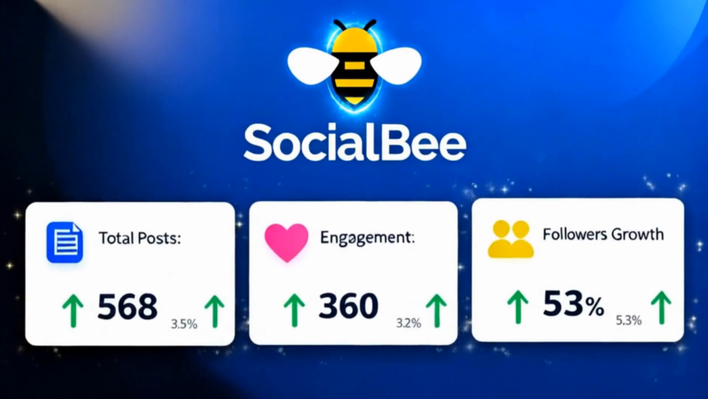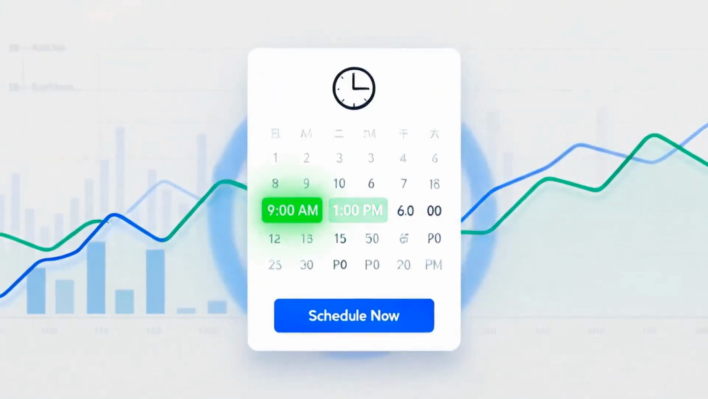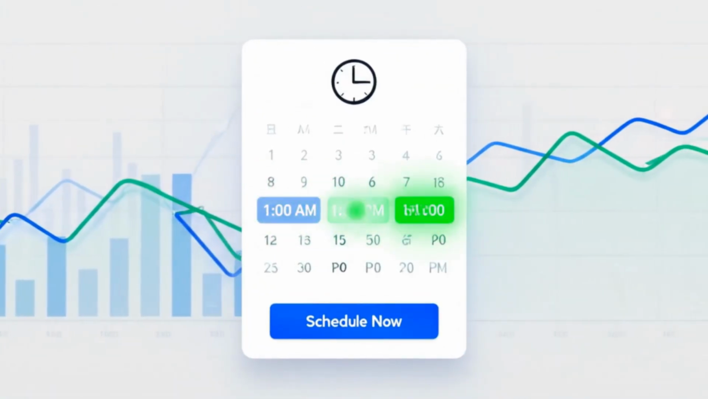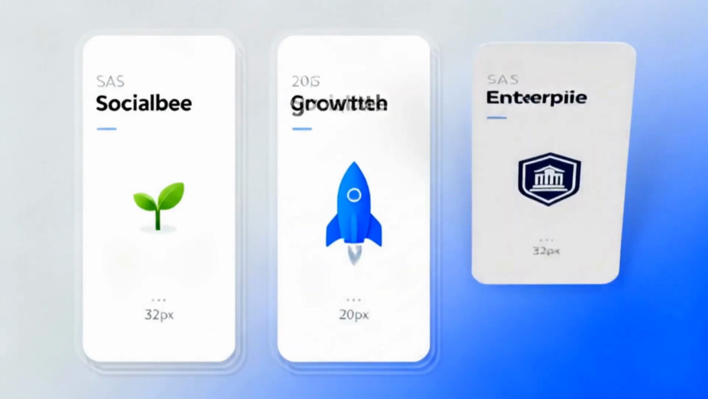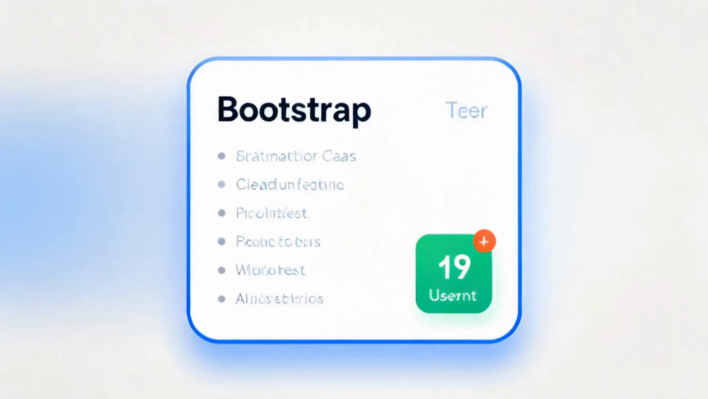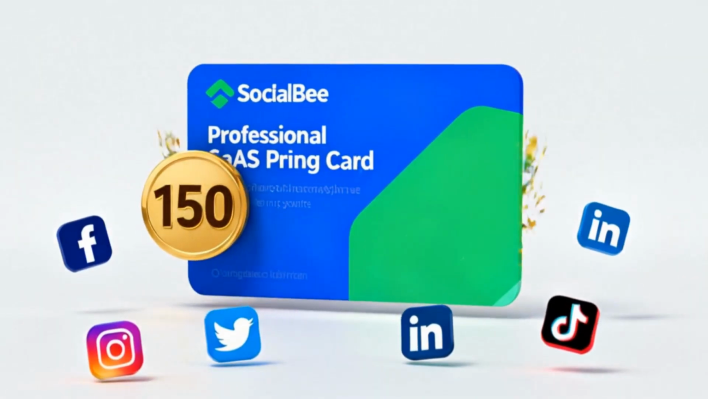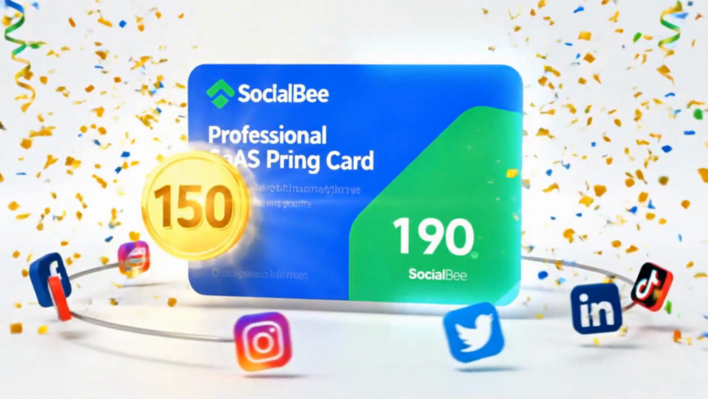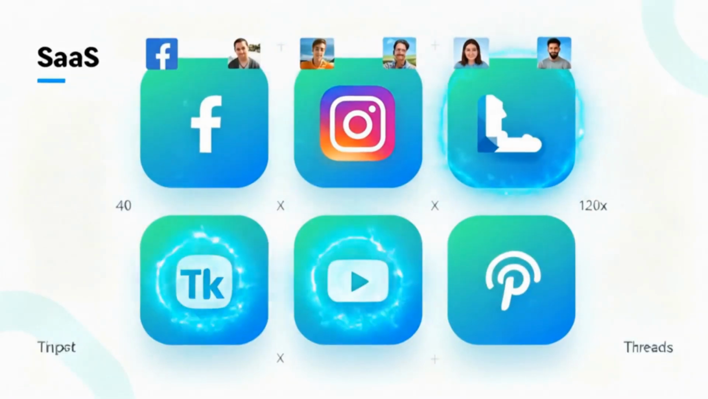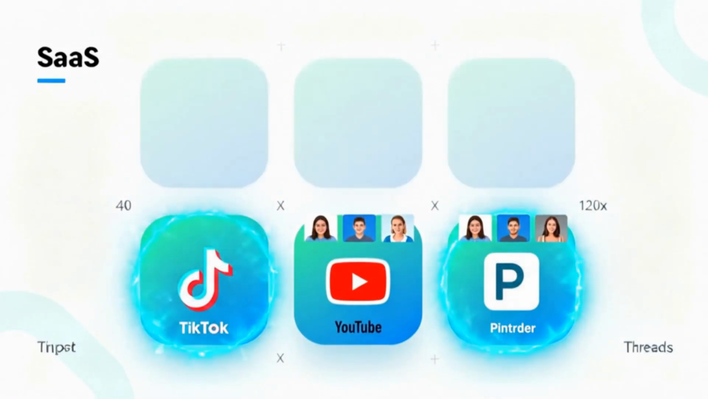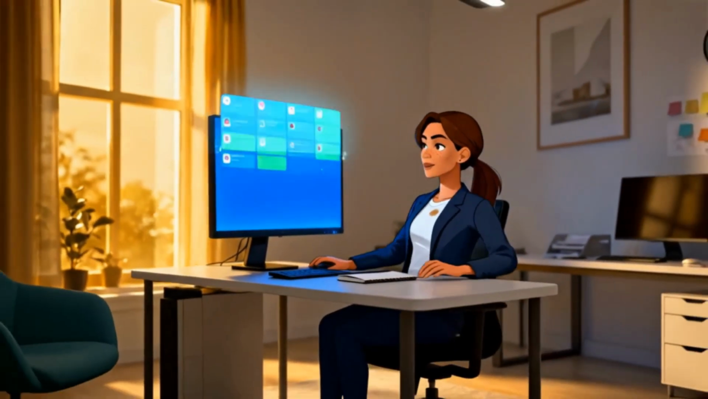Track performance with powerful analytics, export branded reports, and get best time posting suggestions to boost engagement. Whether you're just starting out or scaling up, SocialBee has plans for every stage, from Bootstrap and Accelerate all the way to pro and agency-level packages with up to 150 social profiles. Post to Facebook, Instagram, Threads, X, LinkedIn, Pinterest, TikTok, YouTube, Google Business Profile, and more, all from one place.